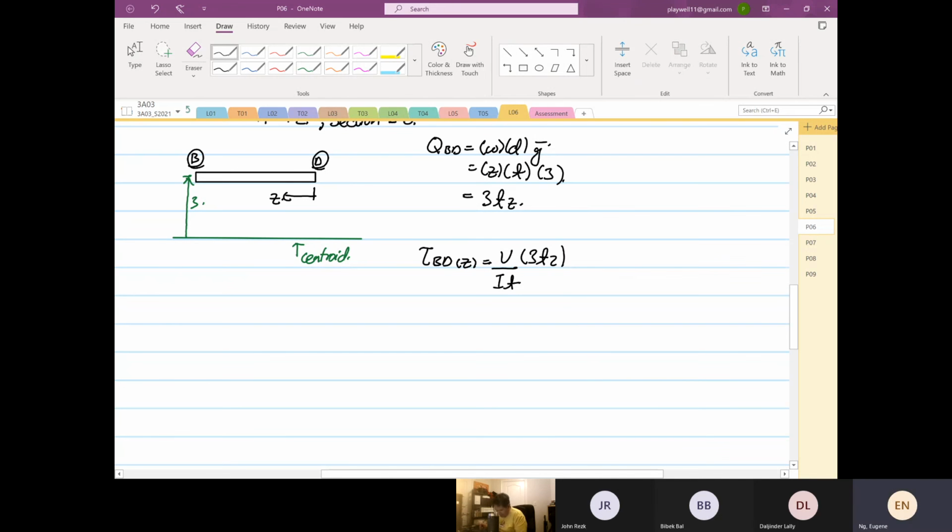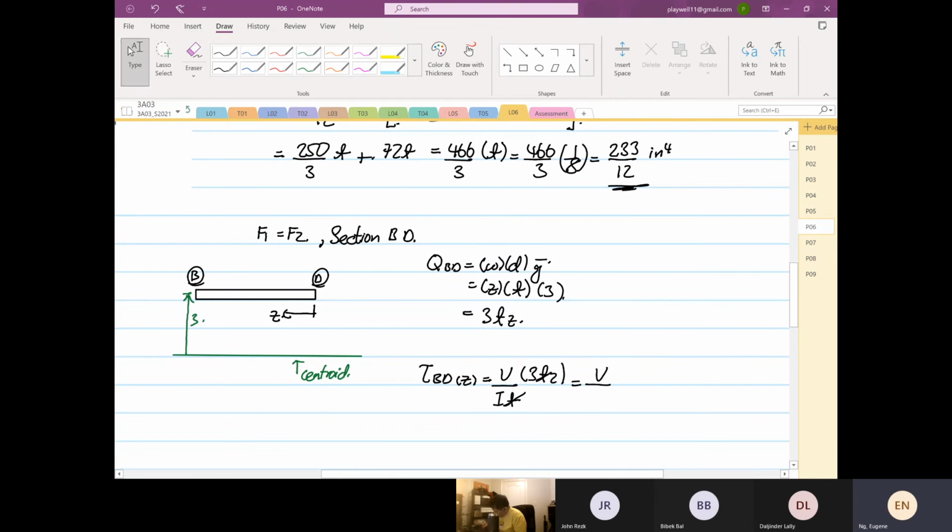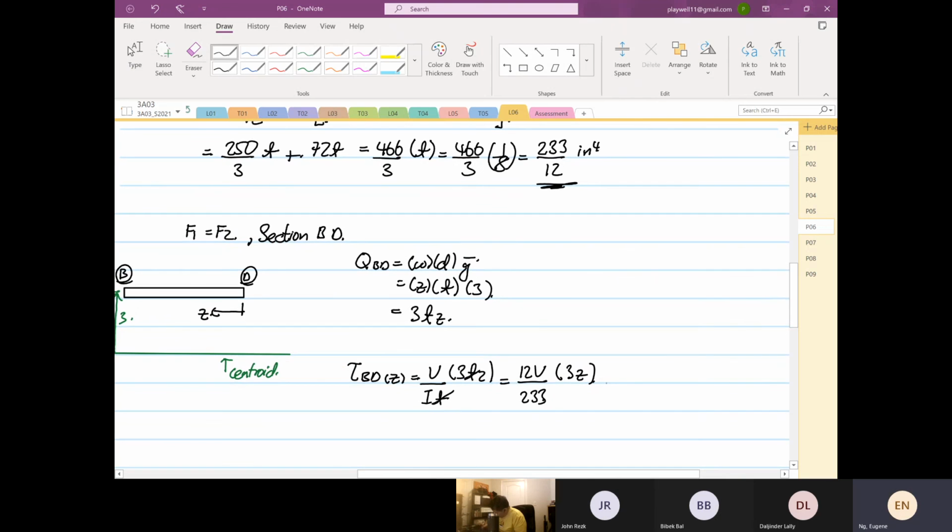All right. So now I know our I value. This is equal to V over I, and I can cancel the T. The I is 233 over 12, so 12 over 233 basically. So 12V over 233, then multiply by 3Z. So this is 36VZ over 233.